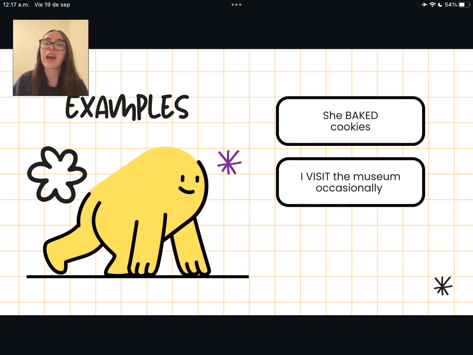Then we have two more. She baked cookies. ed, so past. I visit the museum occasionally. So the visit stays the same. They don't have will, they don't have ed, so it's in present.